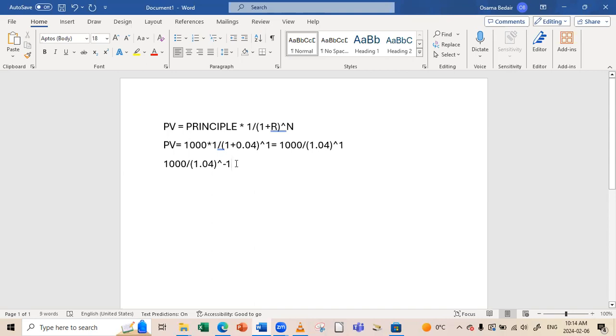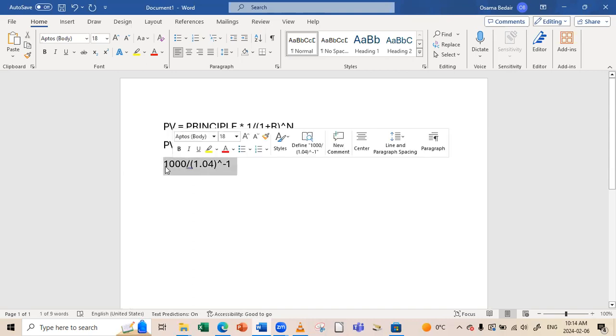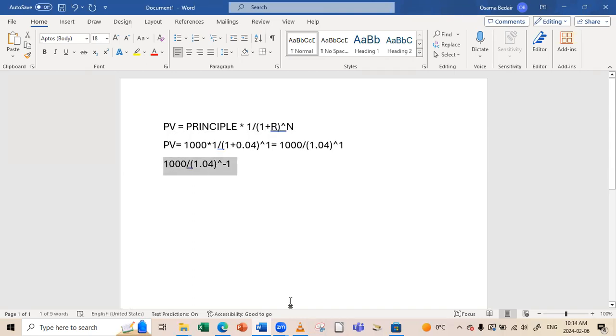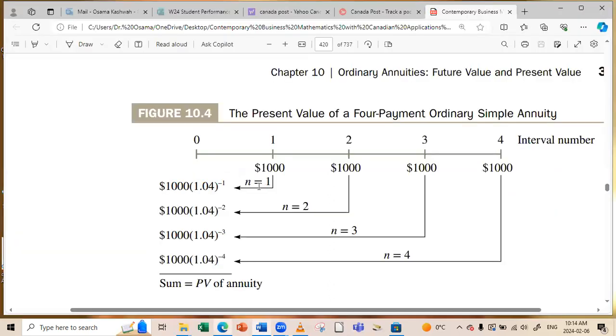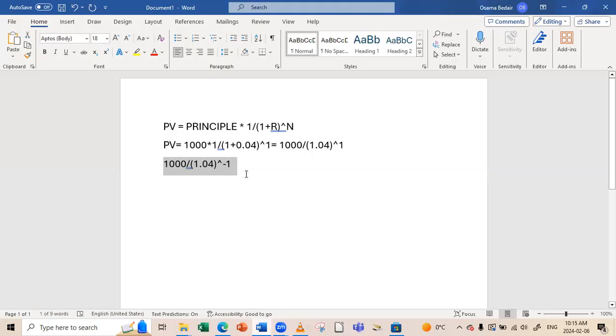For the second year, it will be power minus 2. For the first year, as it's shown here exactly in front of you. For the second year, it will be power minus 2. For the third year, power minus 3. For the fourth year, power minus 4. Let us do it here in front of you, also written.